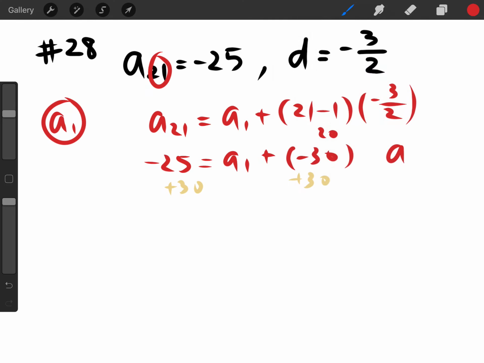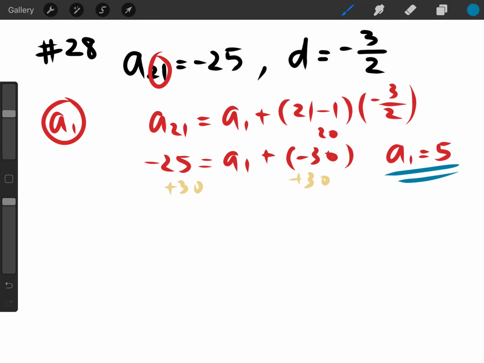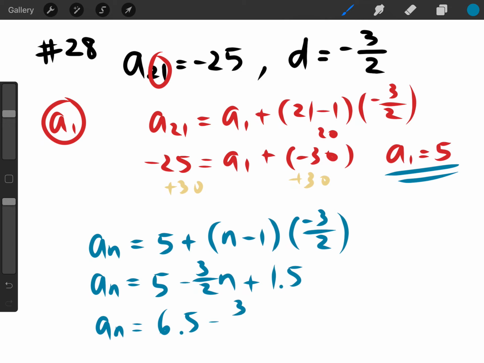So a sub 1 equals 5 right here. Let's find a rule. So a sub n equals a sub 1, 5 plus, keep it as n minus 1, and use the same number for the difference, 3 halves. So a sub n is 5 minus 3 halves n plus 3 halves. You can actually write 3 halves as 1.5, it's just easier for us to add. So combine the 5 and 1.5, that's 6.5 minus 3 halves n. All right, so these are just from chapter 8.1.